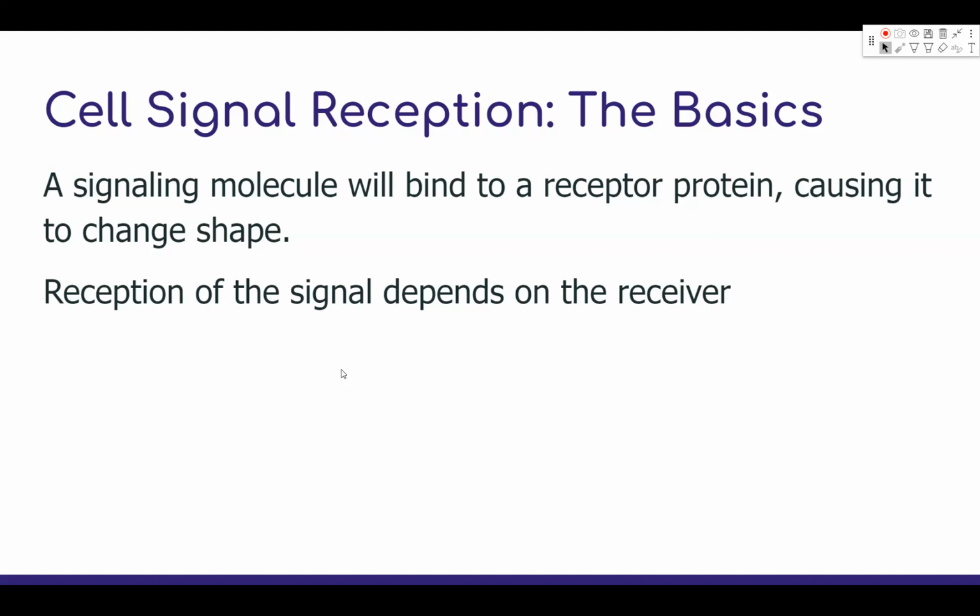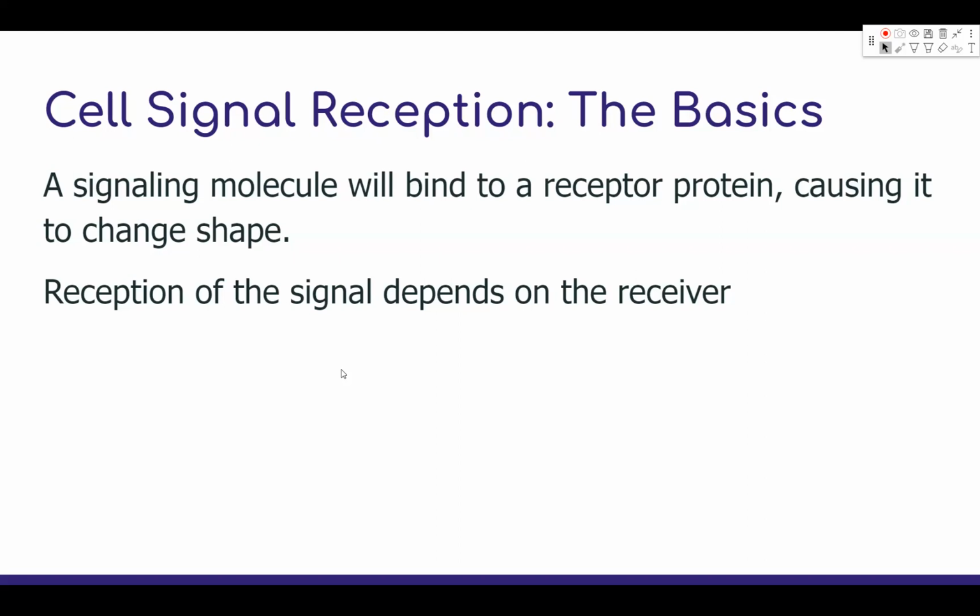And whether or not that signal is received by a cell wholeheartedly depends on whether or not that cell has the receiver. It's like nobody can call you if you don't have your phone on you, right? Nobody can contact you if you don't have a means of contact. Same thing with cells. Cells can't receive messages if they don't have the little receptors on their membranes.